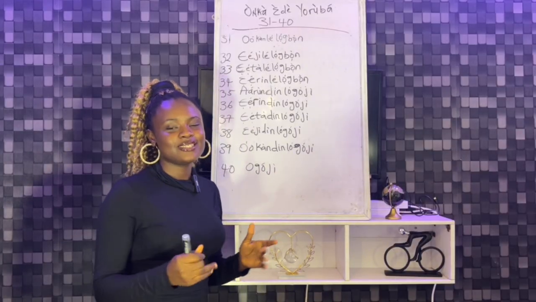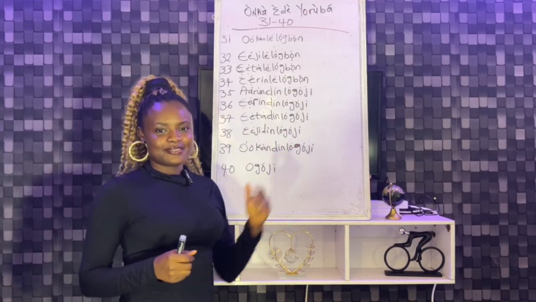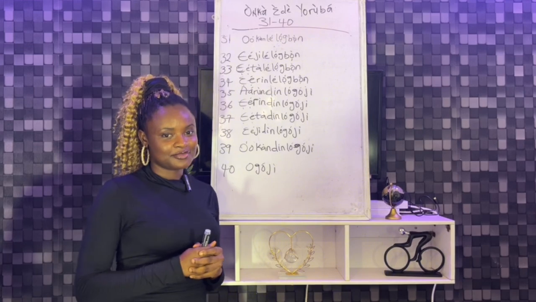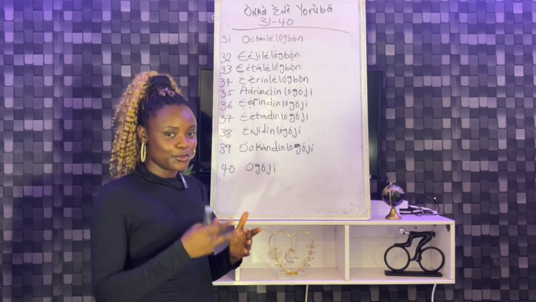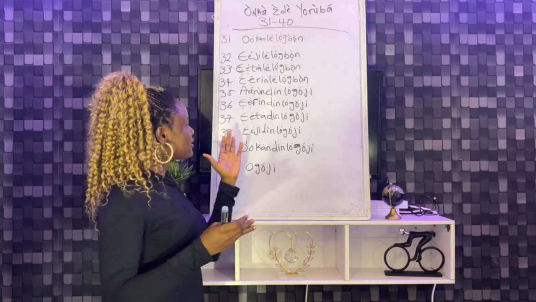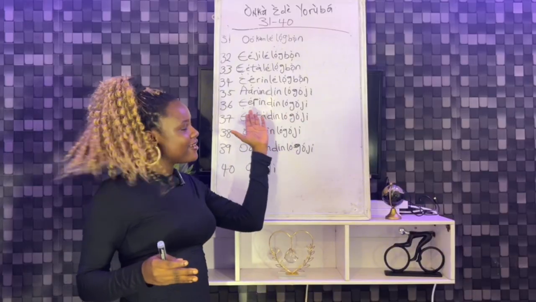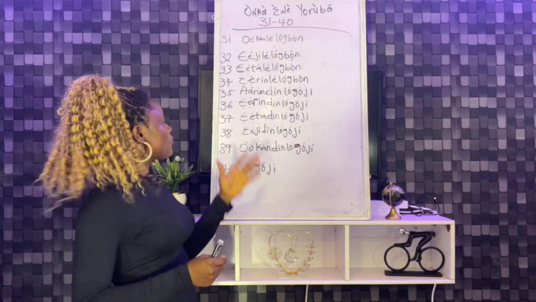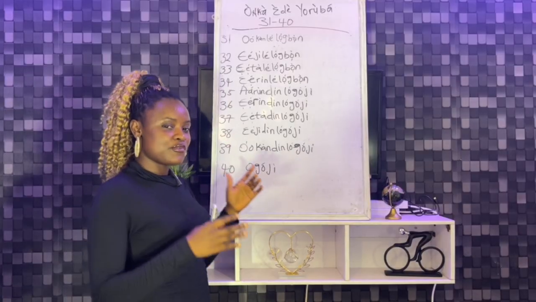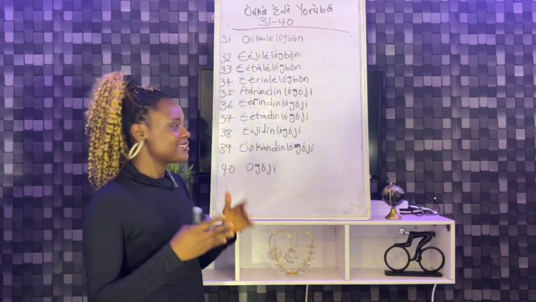So we have 36. Ẹ̀rìndínlógójì. Ogójì is 40. Ogún méjì, 40. Ogójì, 40. The same thing. So ogójì is 40. That is 40 minus 4. And that is 36. Ẹ̀rìndínlógójì. Ẹ̀tàdínlógójì. 37, right? 40. Ogójì. That is 40 minus 3. That is 37.